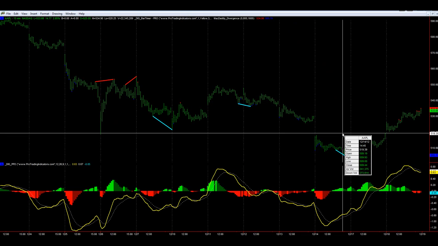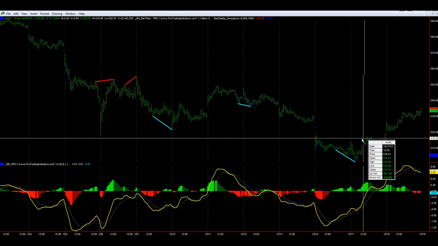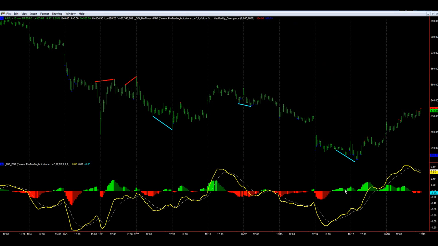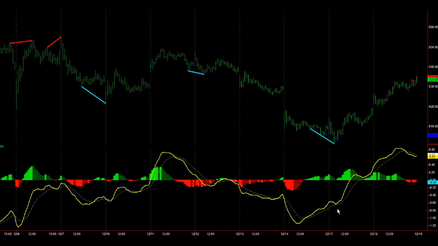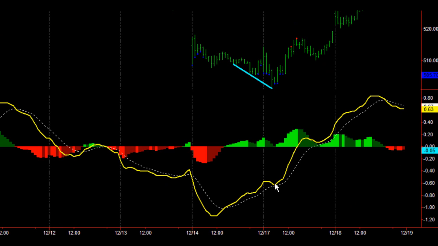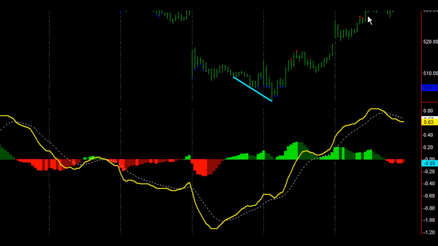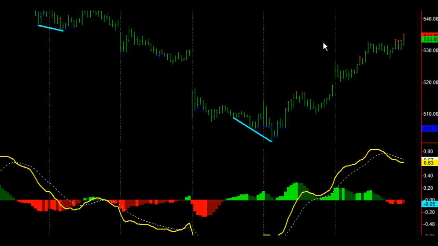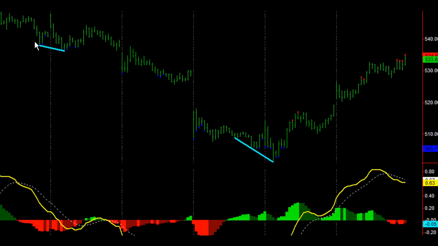Here's a great example of just a few days ago. Price is making a lower low here. Oscillator's actually moved up a bit. We have the price moving averages crossing up. So go along here and just ride it out, trail stop it. It's a beautiful trade. Here's one that really didn't work out.